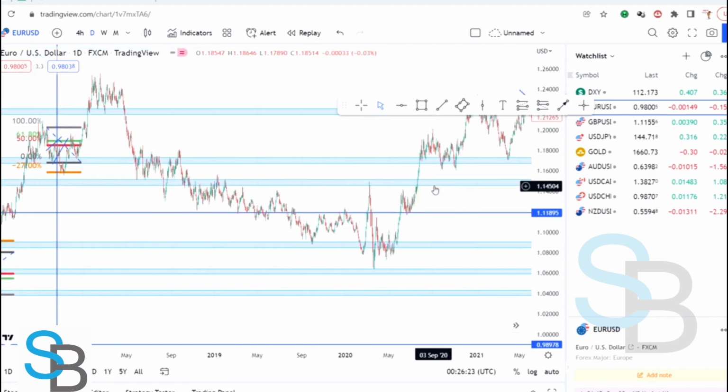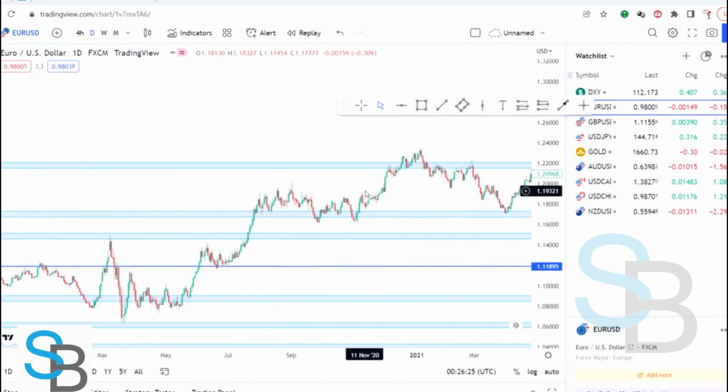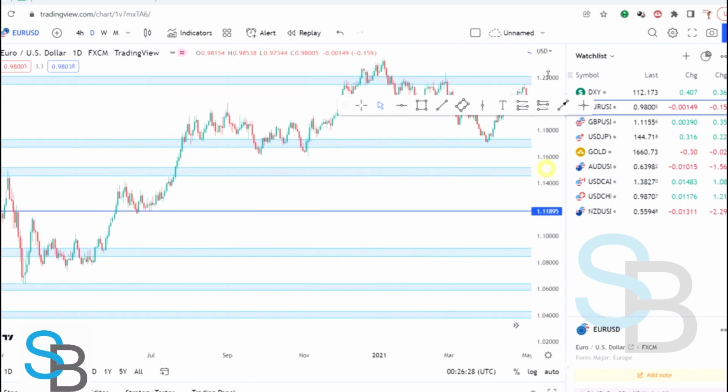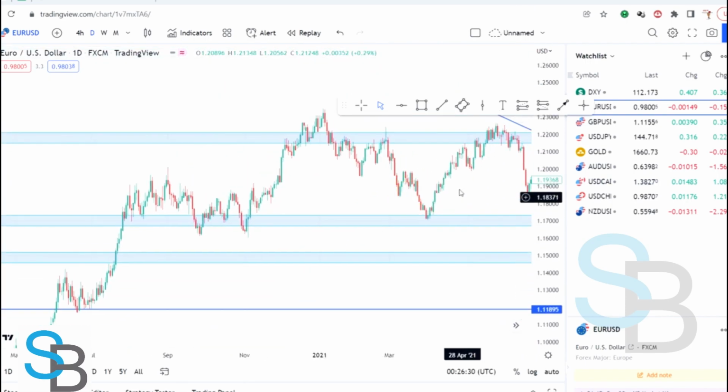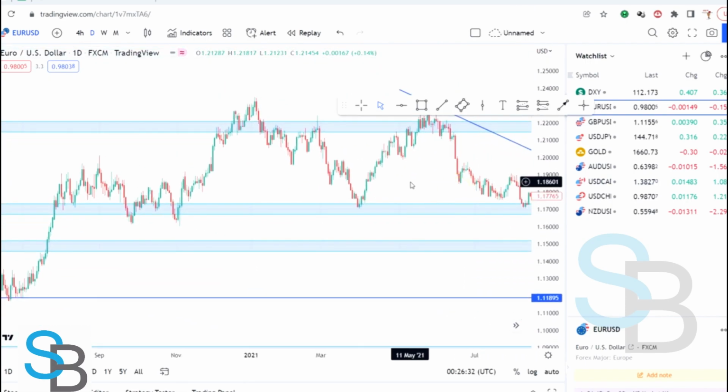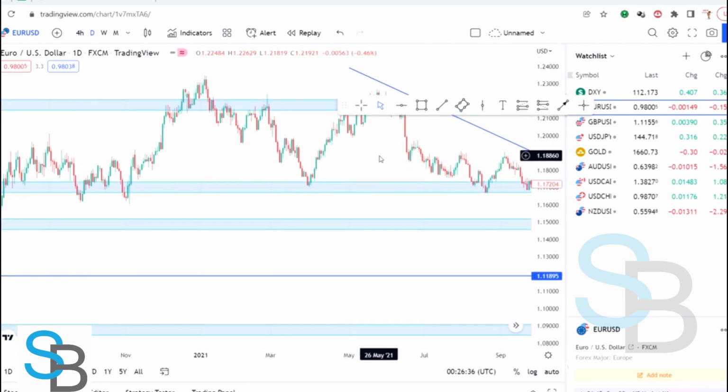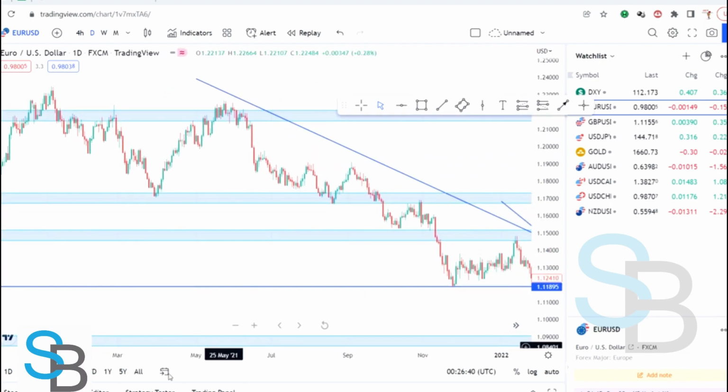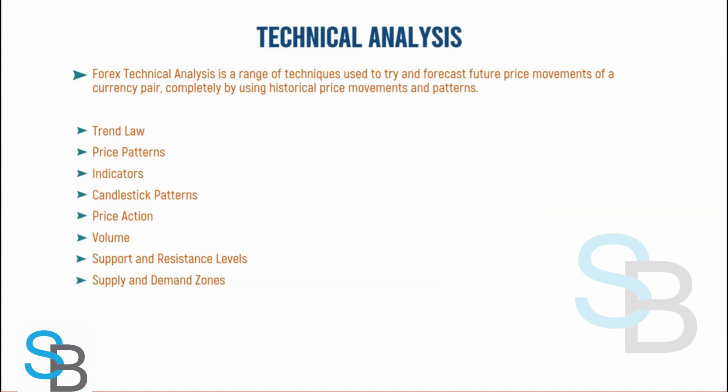Like I said again, whatever you do on the chart, when you see traders analyzing the chart, looking at resistance levels, support levels, looking at trend, they're basically using technical analysis to analyze the market. Of course, we're going to look at all of this in this course. So let's go back to the slide to see more about technical analysis.